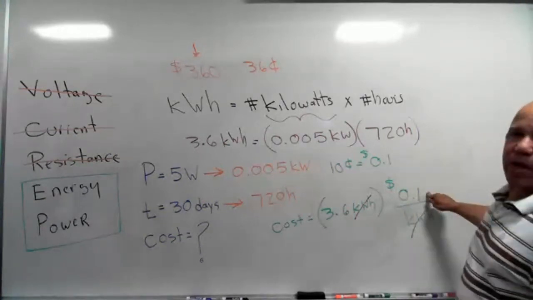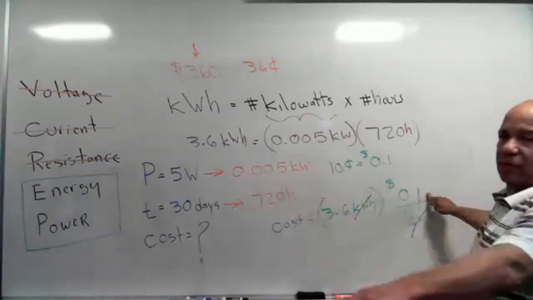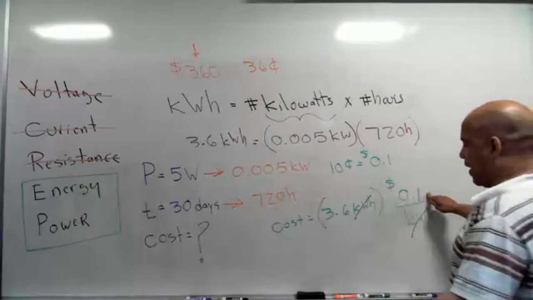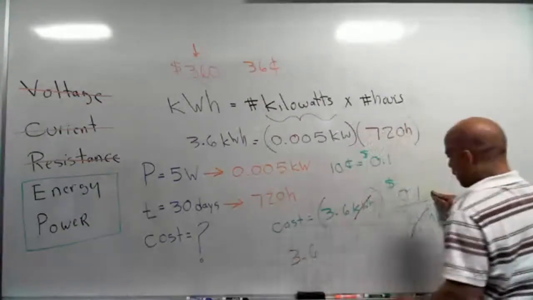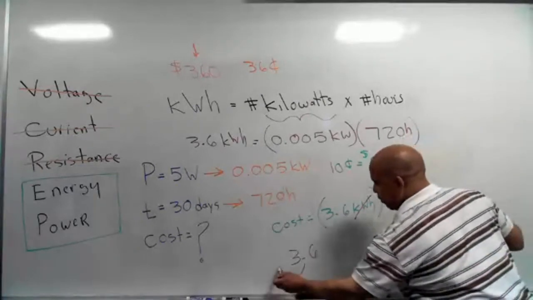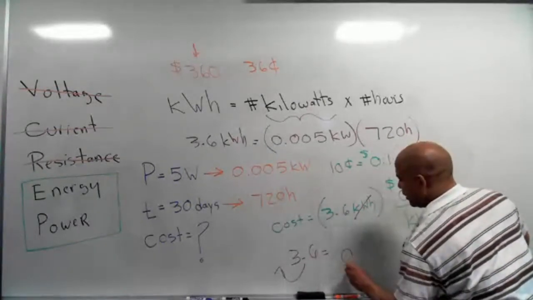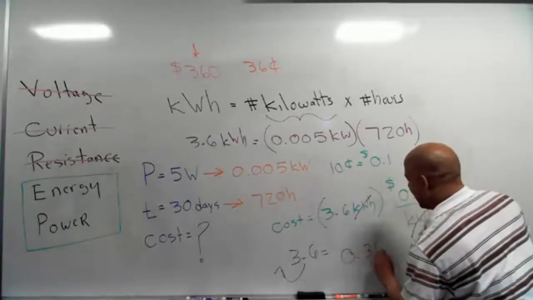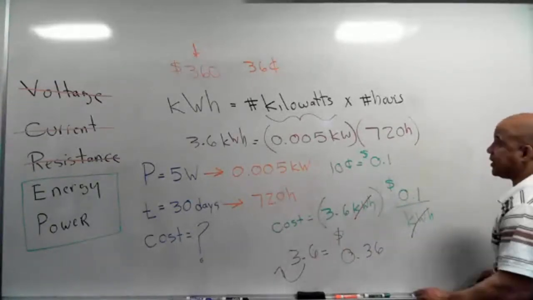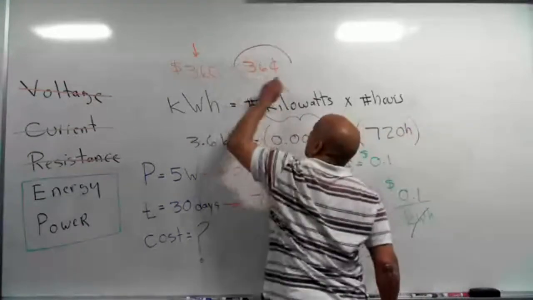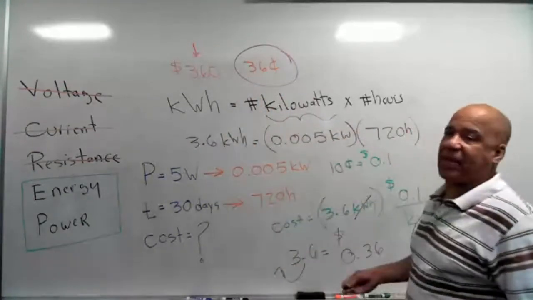And the nice thing about multiplying by that 0.1, all you're going to do is move the decimal over one place. So if I take 3.6, then multiply it by 0.1, it's going to move the decimal over one place. That's going to give me 0.36, but that's in dollars. So $0.36 is actually 36 cents.